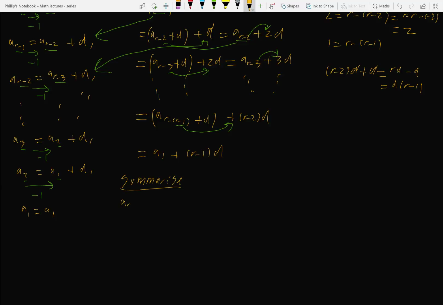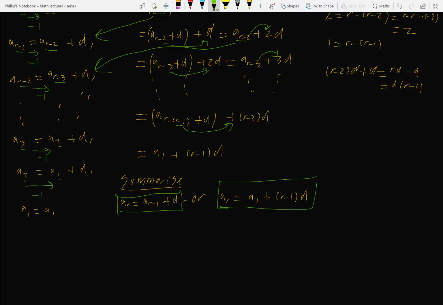is AR is equal to AR minus 1 plus D, which is one way of saying it, or AR is equal to A1 plus R minus 1 times D. I prefer this equation, because it gives it in terms of things we already know. So we already know what A1 is, so we can just easily work out what AR is.